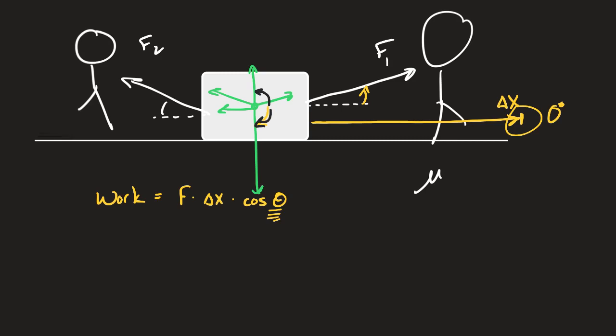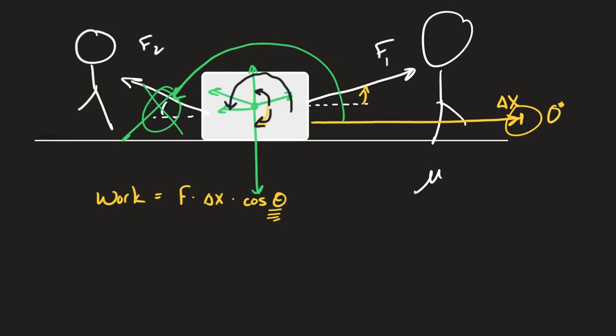For the friction, I would need that angle. That would be 180 degrees because the box is moving to the right, but the friction would be to the left. And for force 2, I wouldn't need this angle. I would need that angle. Now, Lauren, does that make some sense to you?